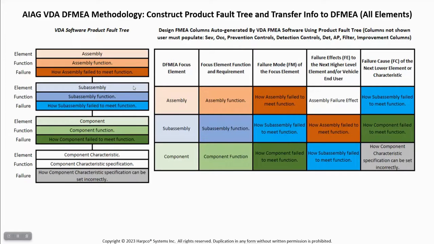So now the final design FMEA that comes out of the tree is the component. So we have our component, we go across, okay? And now we go up one level to get the effect. So the effect of this is how the assembly failed to meet the function. But now we go down a level, and the cause of this is how the component might have been incorrectly specified. So we ended up with this component design FMEA.